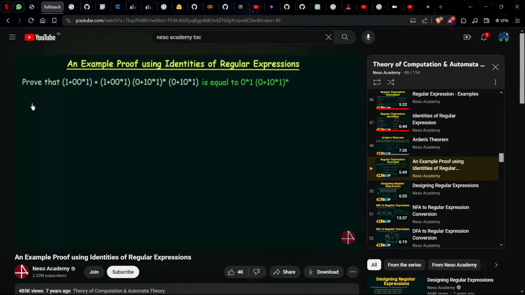Okay, so how do we do this? We first take the LHS. So the LHS is equal to this one. Let me write this down: 1 plus 00*1 plus (1 plus 00*1)(0 plus 10*1)* and (0 plus 10*1).